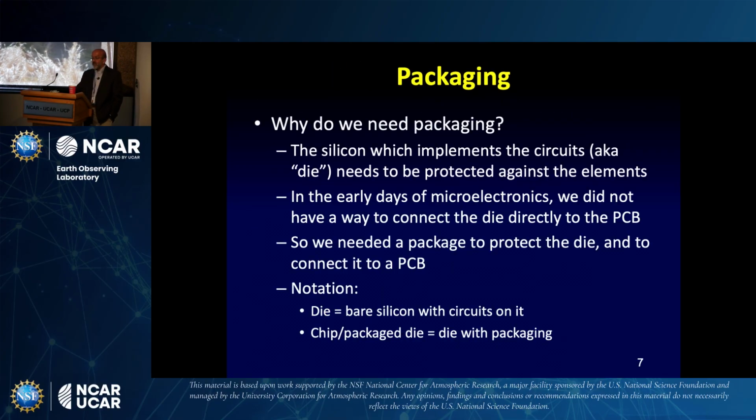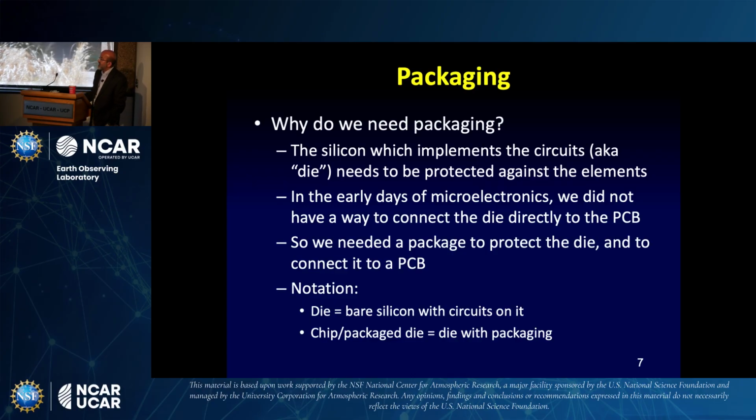So what is packaging and why do we need it? Let's talk a little bit about the history of packaging. Packaging is something like this. There's a chip, which is silicon, where circuitry is implemented. The silicon which implements my circuit, I'll call that a silicon die. And that needs to be protected from the elements, because if I leave it outside, there's water, there's corrosion, and I want to protect it from that. So we cover it up with something called a package.